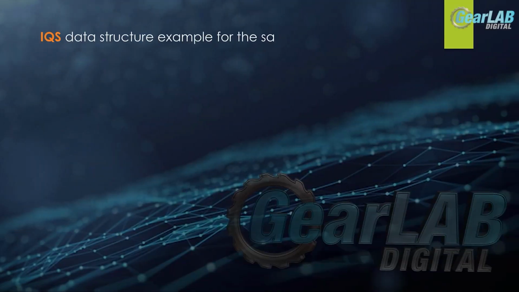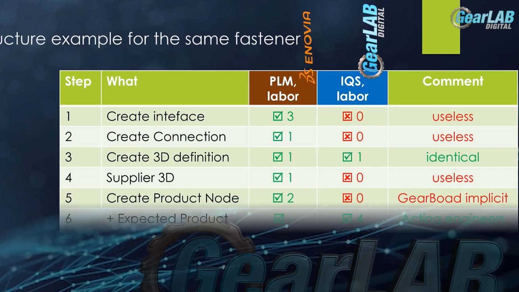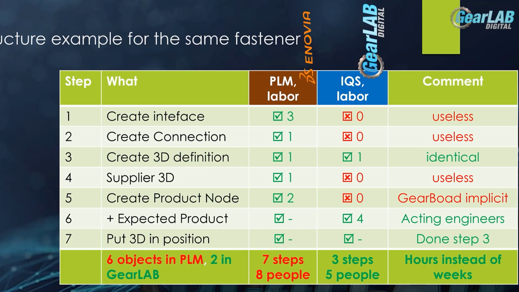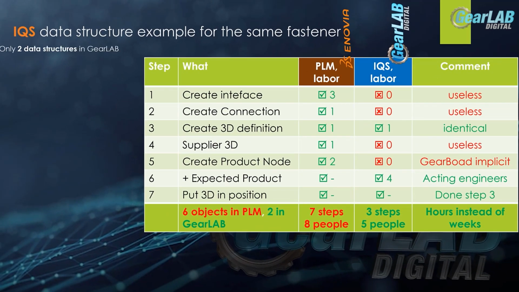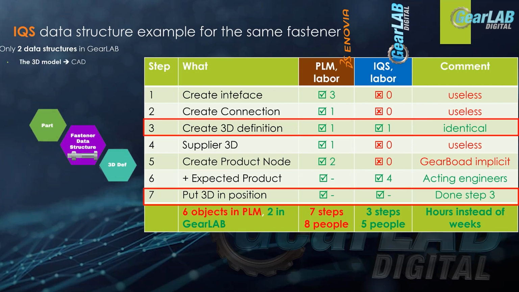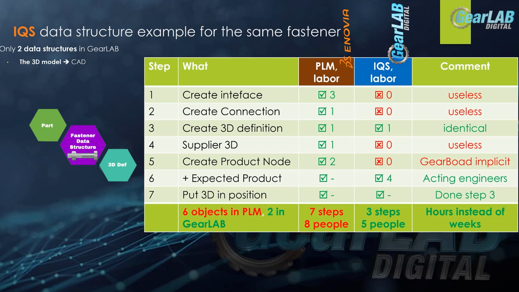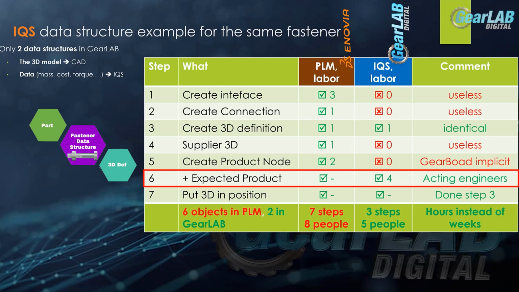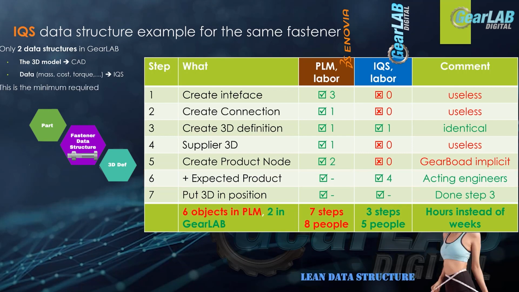Now the same example of fastening a side mirror to the door by the Gear Lab IQS. This table shows the required steps and the number of involved people at each step, with PLM compared to IQS. Only two data structures are needed. The 3D model, managed by the CAD system mainly, is important, however not exactly a data management matter. The second is the related data, like mass, cost, fastening torque, typically being managed by the IQS solution. This is the minimum required.